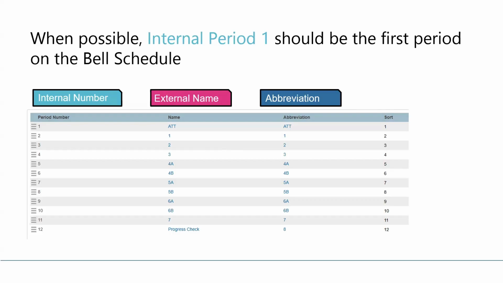Now, it's not always possible, depending on the school setup. There may be instances where that is just not feasible or just doesn't work for that certain day or day pattern. But when possible, if you're starting and creating a new bell schedule, it really helps us on our end for troubleshooting purposes when that internal period 1 is the first period on the bell schedule. Yes, most definitely. Thank you. And that is all I have.